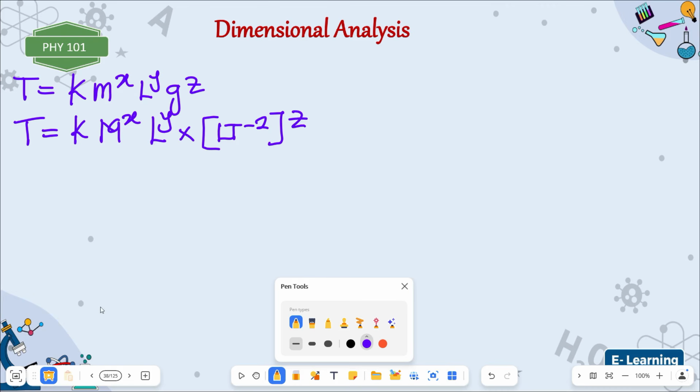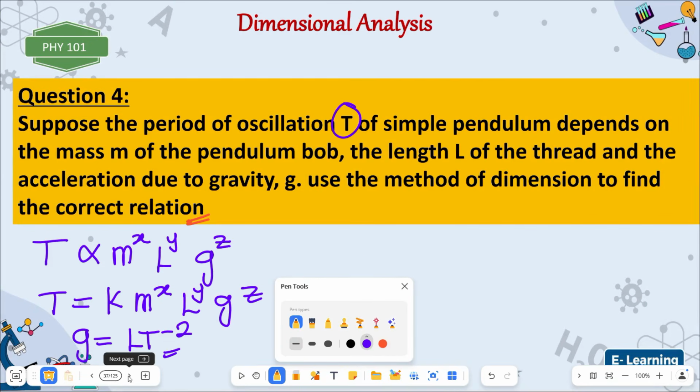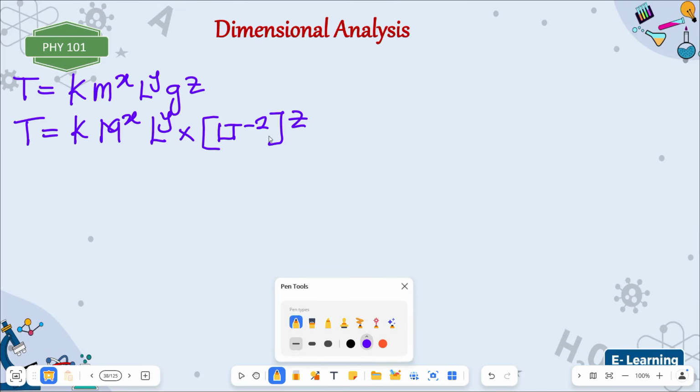All right? Because G, we look at this one here, G is raised to the power of Z. And our G is LT^-2. That was why we raised it to the power of Z. So in place of G, that was what we introduced. Is that okay? All right.